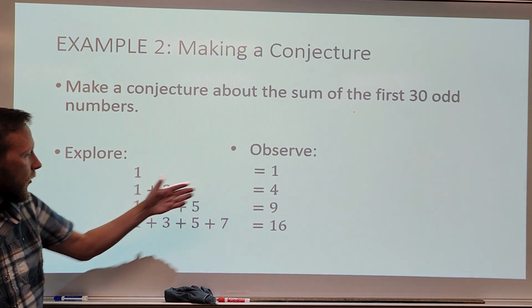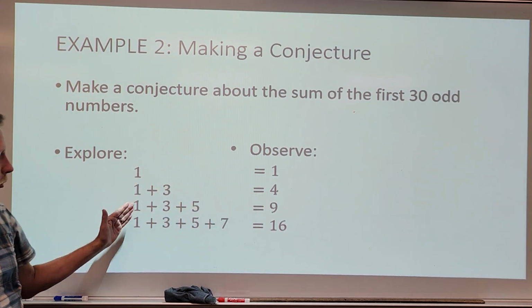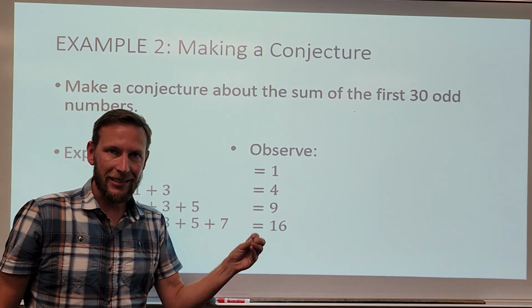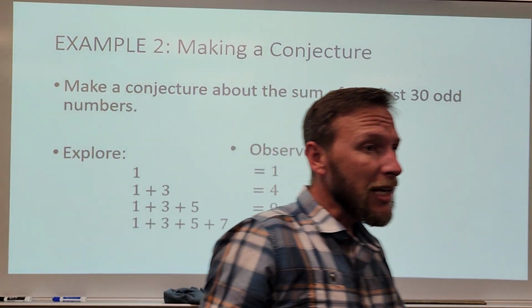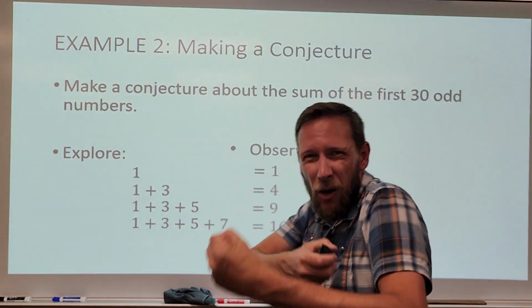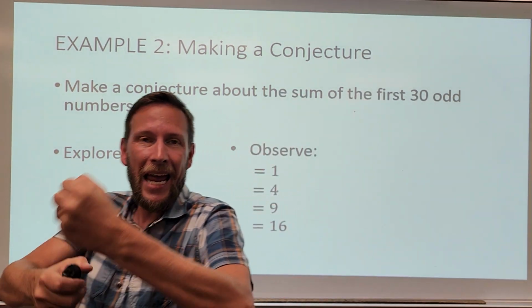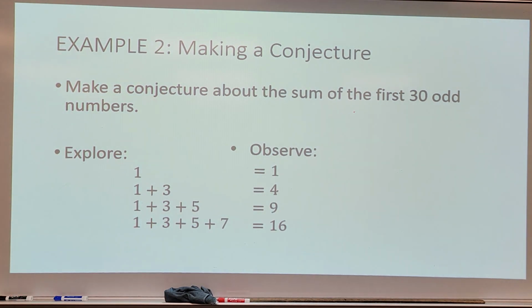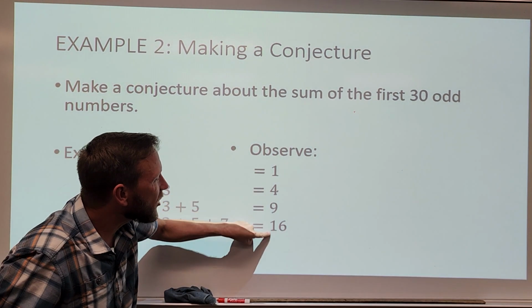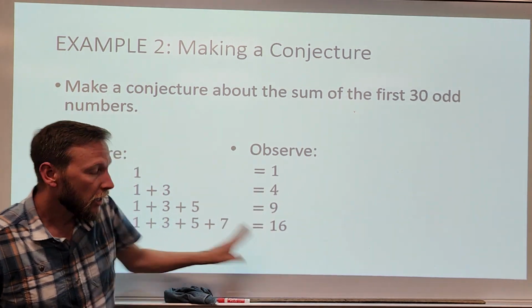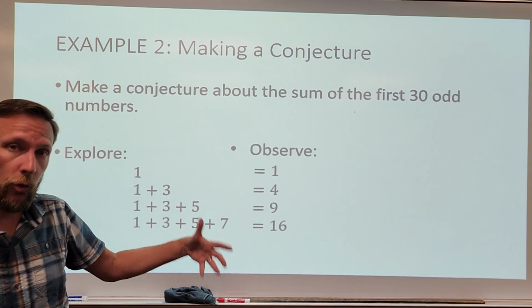So 1 is just 1, but 1 plus 3 makes 4. And 1 plus 3 plus 5 makes 9. And 1 plus 3 plus 5 plus 7 makes 16. Now, if you know numbers well, which is one of those things that kind of comes out of doing arithmetic by hand, or just having an understanding of how these numbers interact with each other, you would notice that these 4 numbers are special. And the next one's special as well. The next one's 25, and then 36, and then 49.